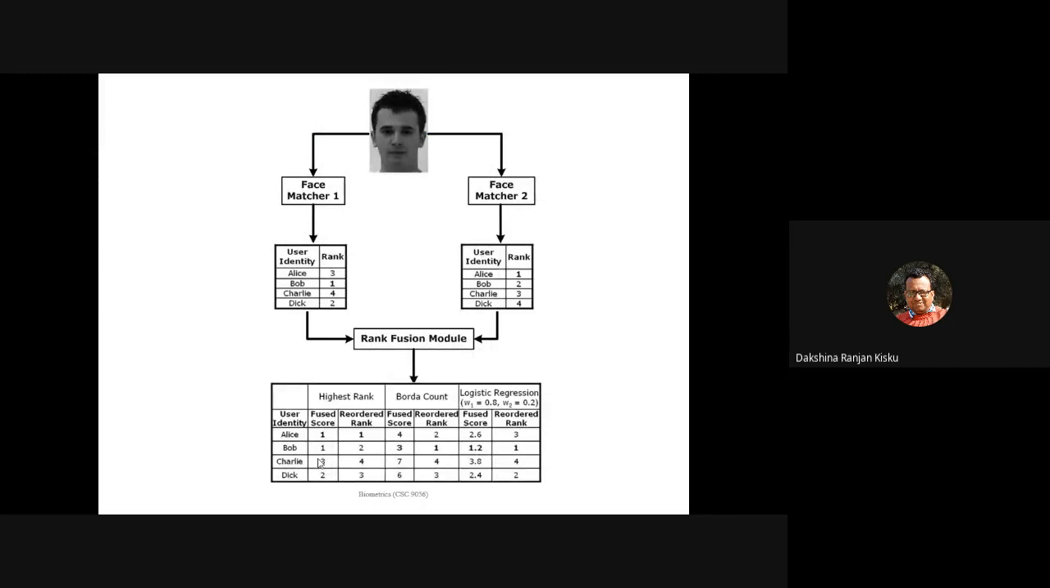So here is an example. Here we have two matchers, face matcher 1 and face matcher 2. Face matcher 1 means algorithm 1 and face matcher 2 means algorithm 2. These two different algorithms are used to obtain the features from the same face biometrics, or same face evidence. Then we process this data, and after processing we will have different ranks for the user identities. We can fuse these ranks to have a consolidated rank using highest rank, Borda count, or logistic regression for the same user identities, and we can use this consolidated rank to get identified by the identification biometric system.